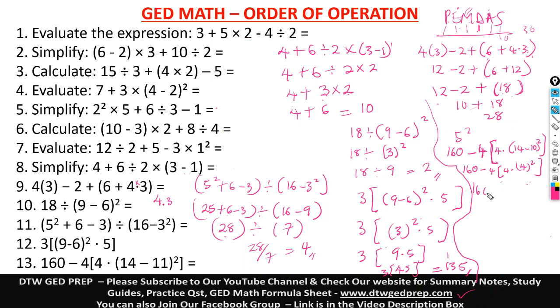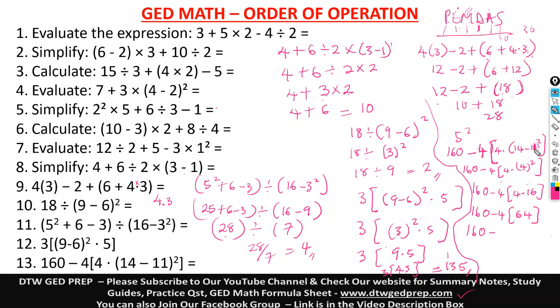So that's 160 minus 4, 4 dots. What is 4 squared? That's 16. So it means we're still multiplying again. So that's 160 minus 4, 4 times 16 is 64. Then finally, we have 160 minus 4 times 64. What is 4 times 60? Oh, I made a mistake here.